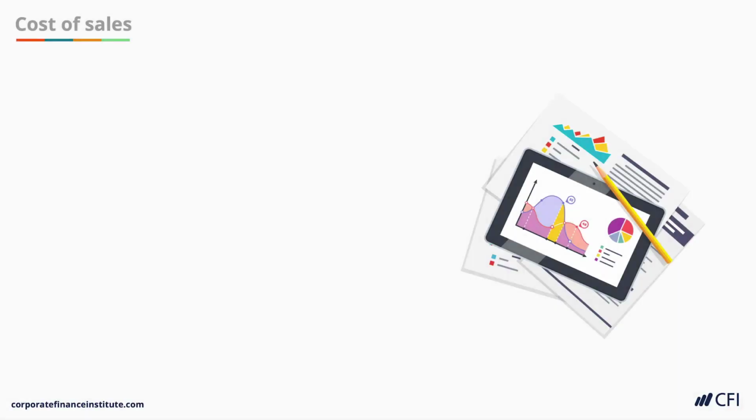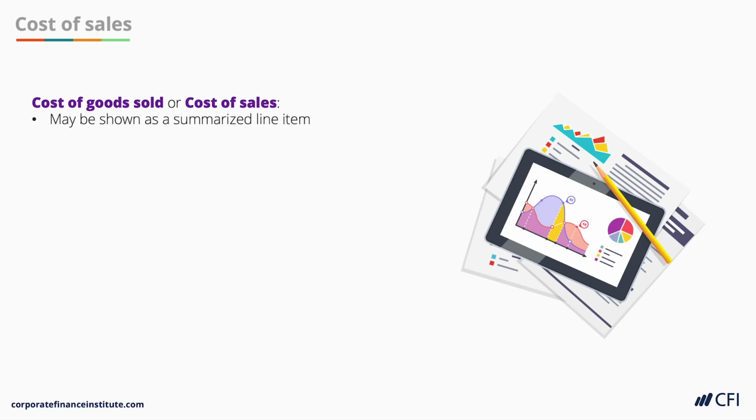Directly below revenue, we will usually find cost of goods sold. Cost of goods sold may also be referred to as cost of sales, which is the description normally given in a service-based industry. For our purposes, we'll stay with the description cost of sales. Cost of sales may be shown as a summarized line item, or it may be broken down into its individual components to arrive at a subtotal. Those individual components are the expense items directly related to the production of the good or service.